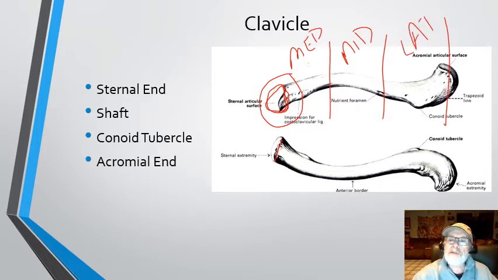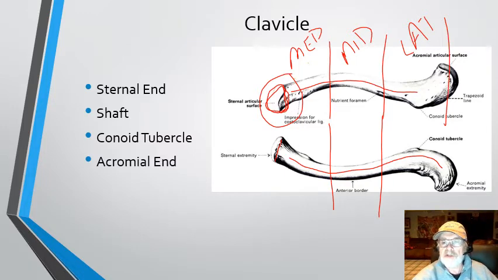You can see what happens as we continue those on down. You can see how it starts to go through that S-shaped change from medial to lateral. So this is the best way to look at it. This would be the right clavicle. So it starts, and this would be anterior. It says anterior border right here.